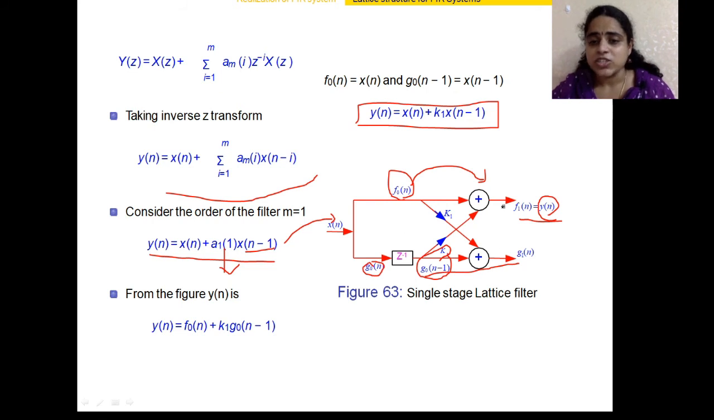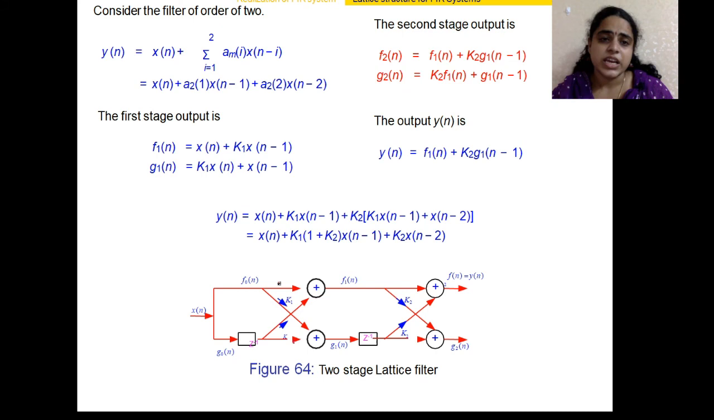The same structure comes in the next stage for the two-stage lattice. However many stages of lattice there are, this entire structure gets repeated. Now let us see the second-stage lattice diagram by substituting m = 2 here. See here, this is the first-stage lattice till here, and we have f1(n) and g1(n). In the same manner, f1(n) will go directly and g1(n) will go with some delay, z inverse.